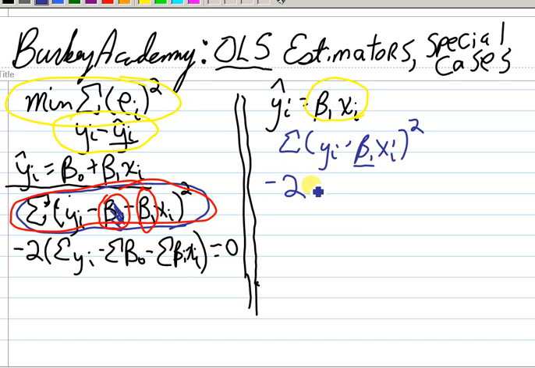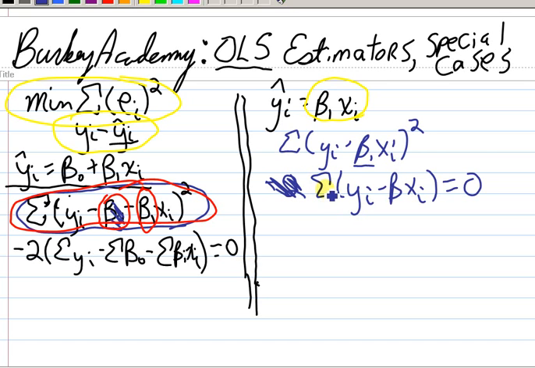So minus 2 times the sum of the yi minus b, I'll just drop the 1, b xi. And since it's the derivative, we subtract 1 from the exponent, etc. Now we're going to set that equal to 0 to find where this equation is at a minimum. Now, we can get rid of the minus 2 because we just divide both sides by minus 2. All right, and that goes away.